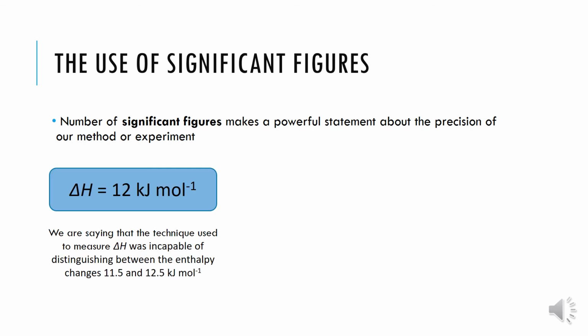Let's have a think about that a little further in terms of the measurement of an enthalpy change. So I show you there in the blue box a measured enthalpy change, delta H, of 12 kilojoules per mole. By presenting the numbers in that manner, I'm saying that the technique and the instrumentation that I used to measure the enthalpy change was incapable of distinguishing between enthalpy changes of 11.5 and 12.5 kilojoules per mole. So the number of significant figures that I use to report my data makes a statement on the accuracy of my experiment.